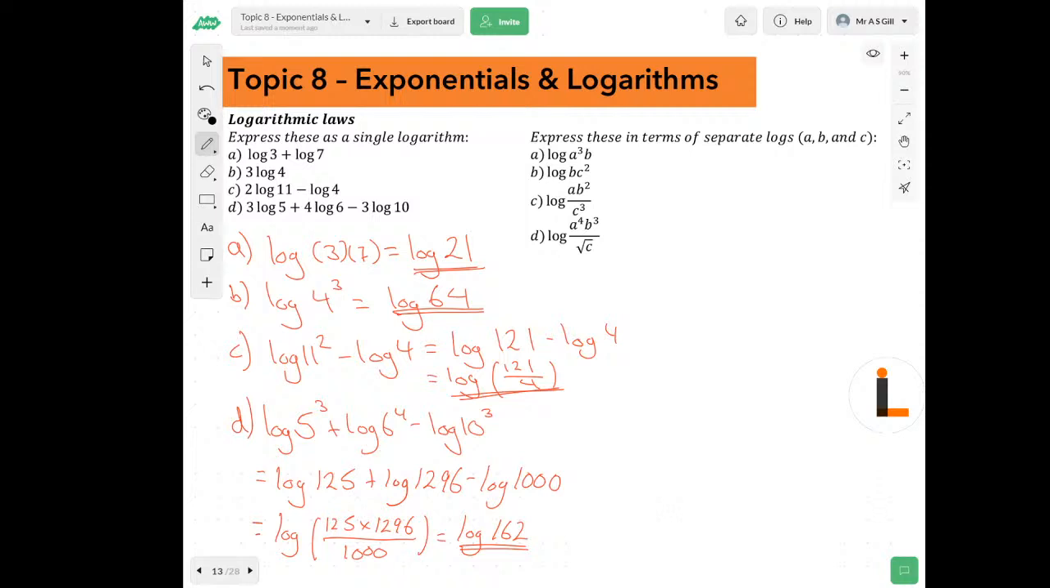Okay. So we've got those answers to the left hand side there. I'm going to give you a few more minutes just to go through and get the answers for the right hand side done also.